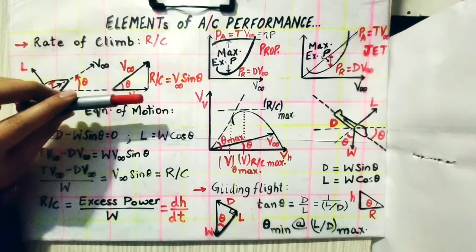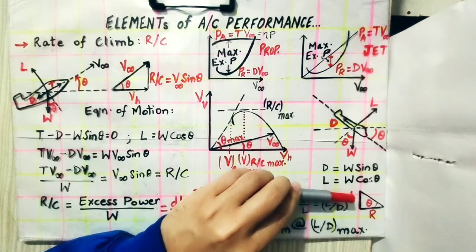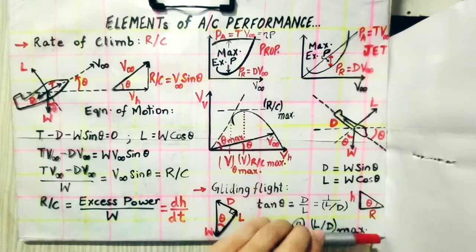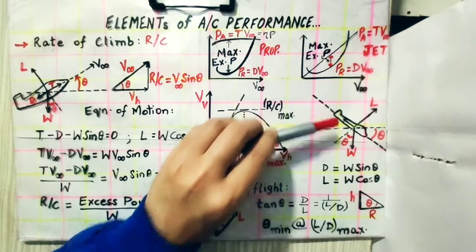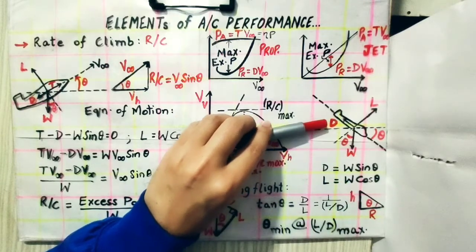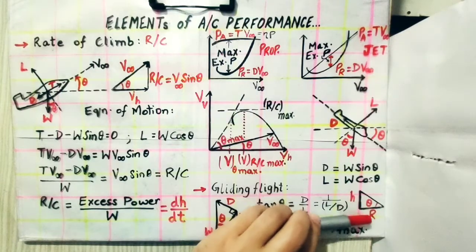At height h, it has a glide angle theta. So let's say this is the surface and this is the height at which the aircraft is flying. From the surface, at a height h, we saw that it is at an angle theta, and this much range it can cover.